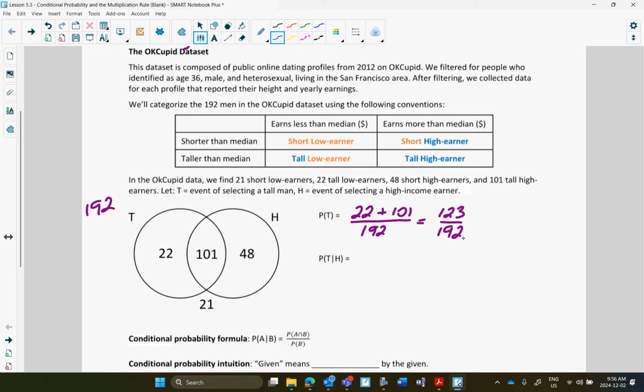So what's the probability of selecting a tall man given that they're a high income earner? Well, the high income earners are here, right? So it's 101 plus 48 is the total high income earners. But then the ones that are tall in H, there's 101 of them. So we get 101 over 149.